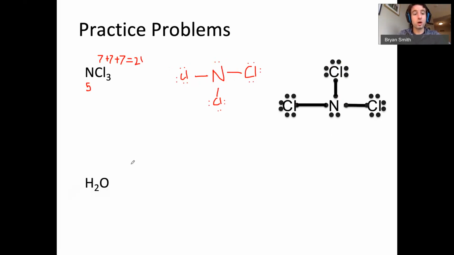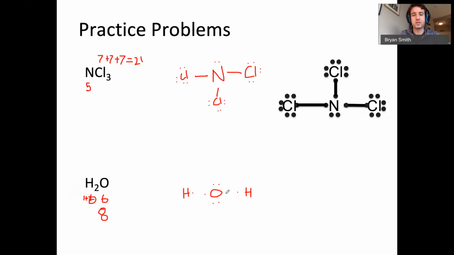And then for H2O, each H has 1, plus 1, so that's a total of 2. And then oxygen has 6 valence electrons, so the total number of electrons we're working with here is 8. So when all is said and done, we should have 8 valence electrons total. Okay, here's hydrogen, and here's another hydrogen. I'm going to put those guys on the outside, of course, because they can never go in the middle, which means oxygen then has to go in the middle.